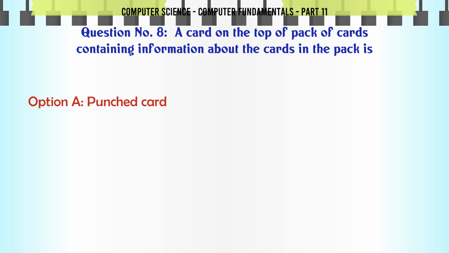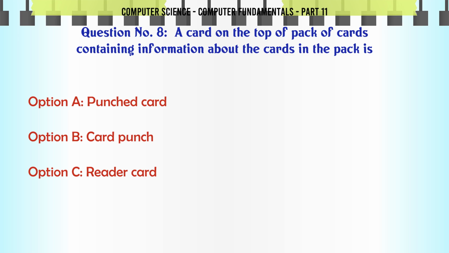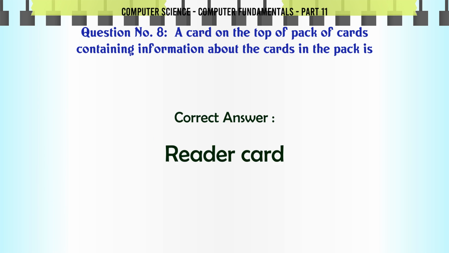A card on the top of a pack of cards containing information about the cards in the pack is A. Punched card. B. Card punch. C. Reader card. D. Punched paper tape. The correct answer is reader card.